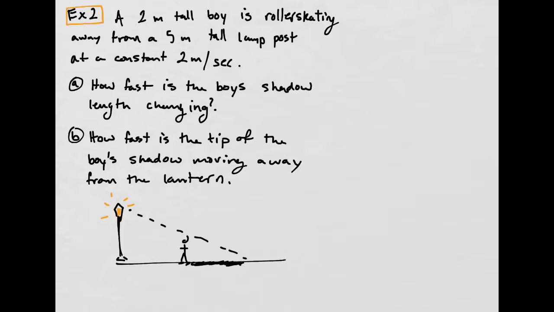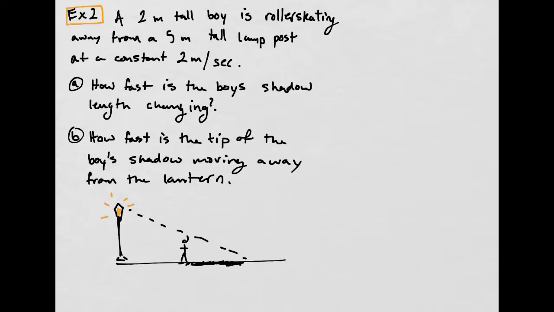A 2-meter tall boy is roller skating away from a 5-meter tall lamppost at a constant 2 meters per second. So this little dude here, he's just running away from the light, like I'm leaving, Mom. And he's going at 2 meters per second. How fast is the boy's shadow length changing? And then part B, how fast is the tip of the boy's shadow moving away from the lantern?